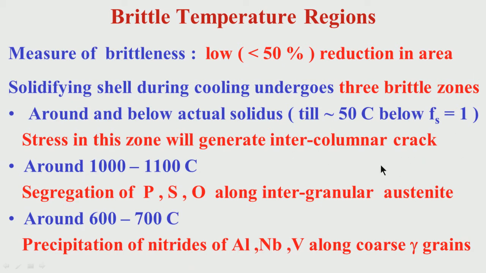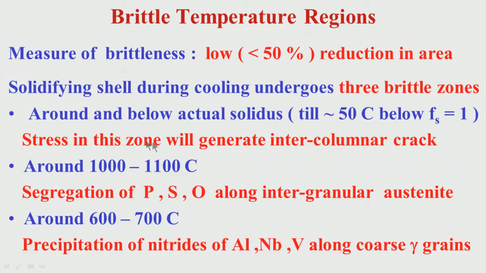I have mentioned that the structure of the solid shell is columnar. Between the two columnar zones we have a weak area, we have segregation in those areas. So those are relatively weak, and in those intercolumnar areas there will be crack formation. These intercolumnar cracks will form at the relatively high temperature around solidus. So we have to be careful about this temperature region.